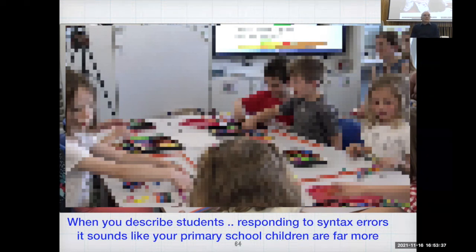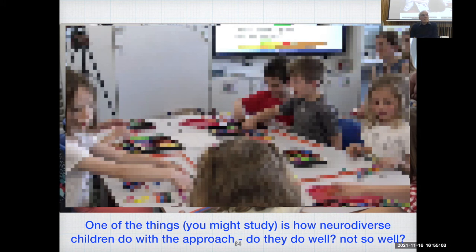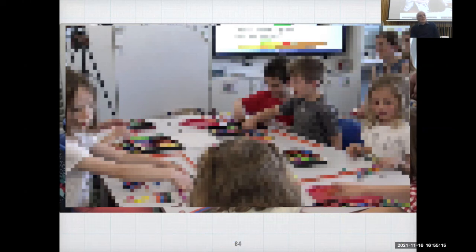Yeah, well, I have to say, the way you describe the students in the class as responding to syntax errors, it sounds like your primary school children are far more robust than our first year students. Yes, I think there's a lot to be said for that. Yes. Something that the study might look at, which is how does this technique work when you have more neurally diverse children? Do they do well with it? Do they tend to do less well with it? It's not clear. That'd be interesting to study. Yeah. Good idea.